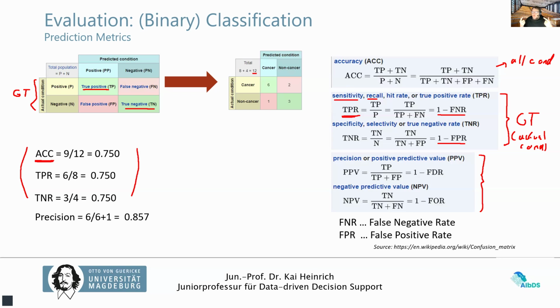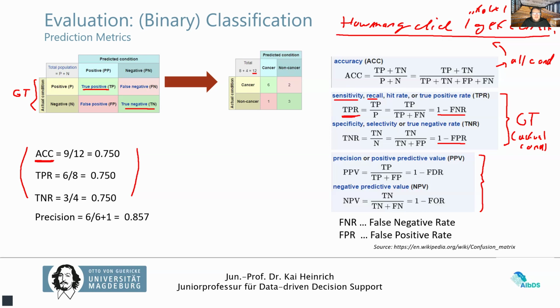And you can remember this, right? If I want to see how many did I get correct, basically not I, but the model. I equals the model, right? How many did I get correct? And this is based on all conditions. How many did I get correct compared to the ground truth? So from the positive, from the negative.